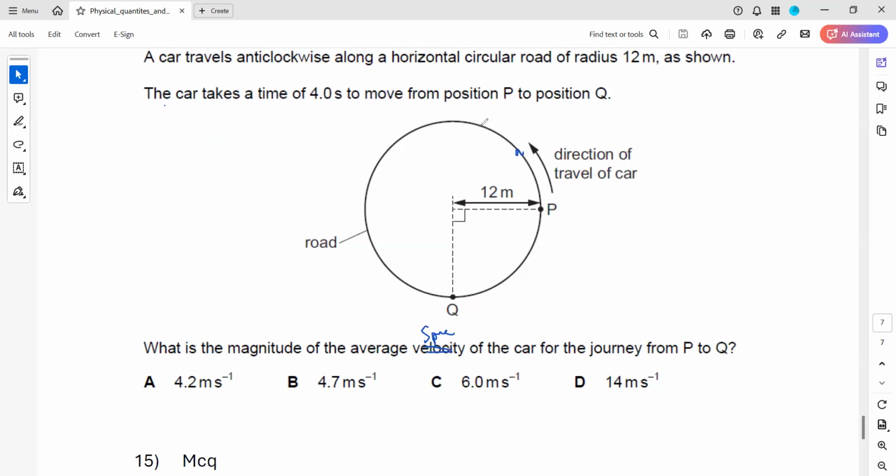The average speed is the total distance divided by time. So I'll take 3 by 4 of the circumference, like 3 by 4 of 2 pi r, which is like 6 pi r, and then divided by time. But we need the velocity. To work out the velocity, you need displacement, not distance.